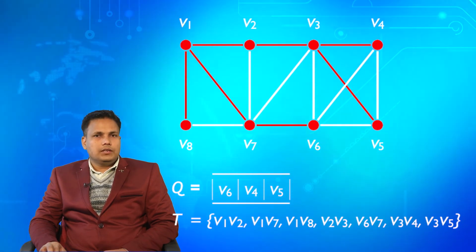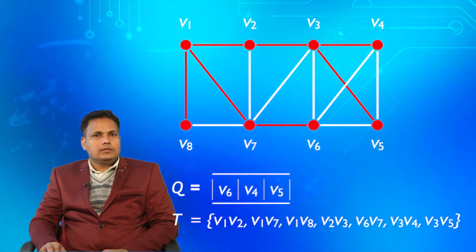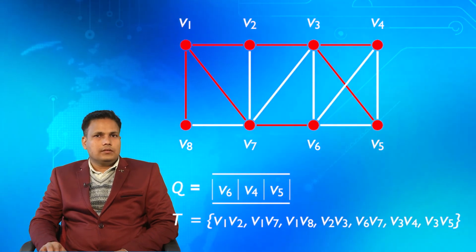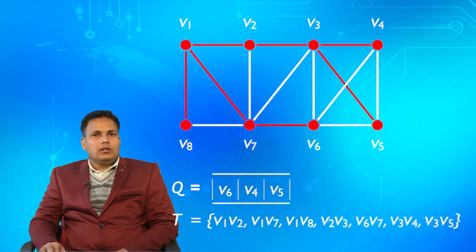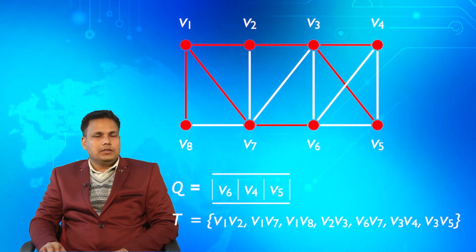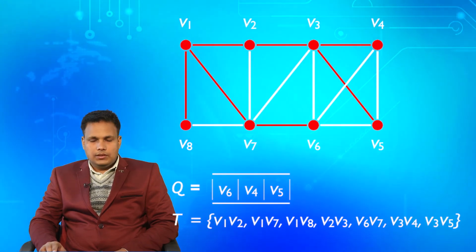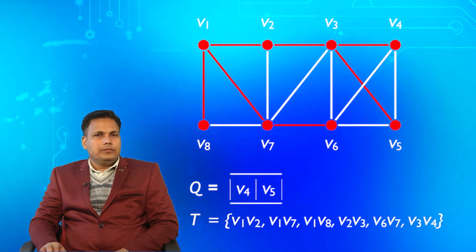So we remove its first vertex V6, and then we will visit the unvisited neighbors of V6, right. So you can see that all the neighbors of V6 have already been visited. So no change will take place in T. So V6 is removed from Q. Now Q contains V4 and V5.